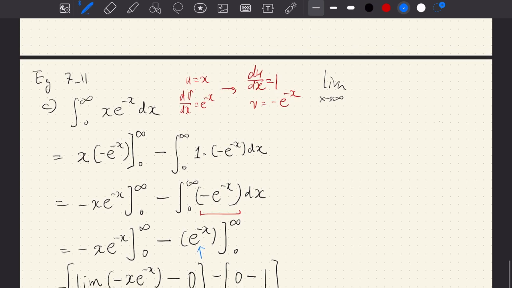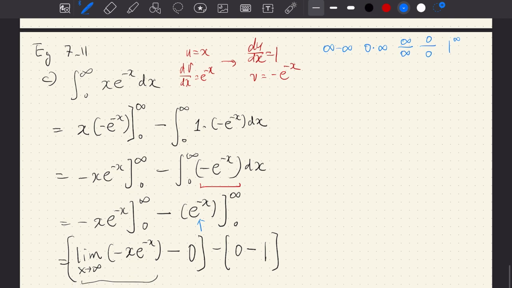We said that you may have something like infinity minus infinity, 0 times infinity, infinity over infinity, 0 over 0, and there are something like 1 to the 0, infinity, something like these, okay? Okay, so here we have infinity times 0. So one thing we can do is to use L'Hopital's rule, okay?